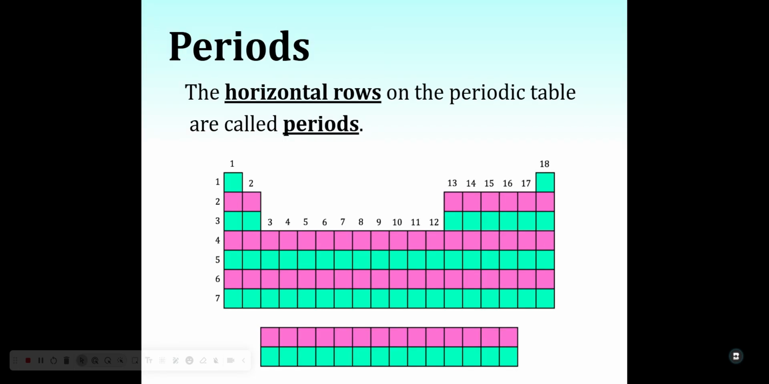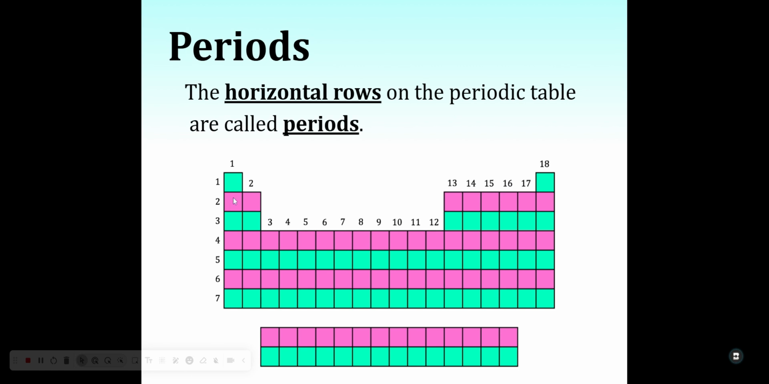So the way we first have it is by horizontal rows, which are called periods. I often tell the kids that rows equal rings. Okay, so notice this first row, this first period only holds two elements, this one and this one. And if you think about it, the first ring of electrons can only hold two.